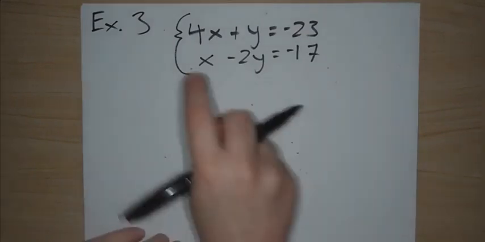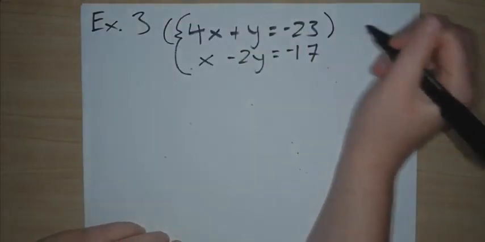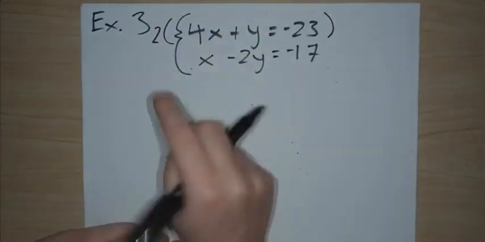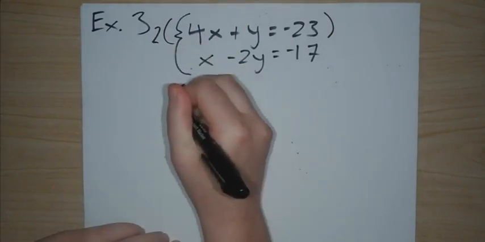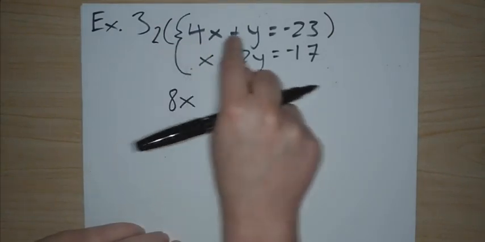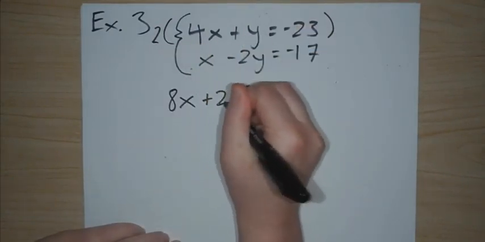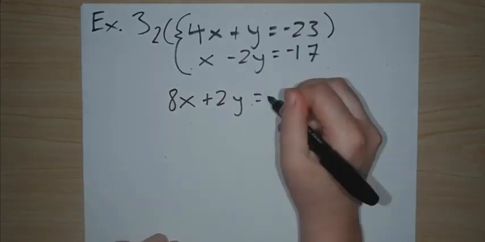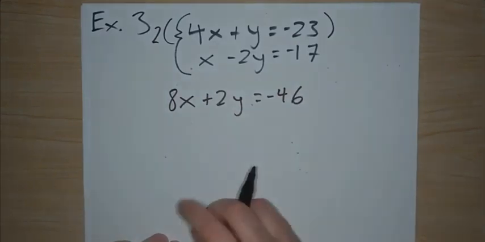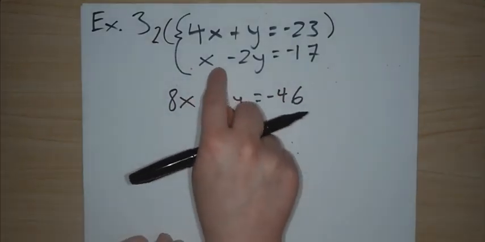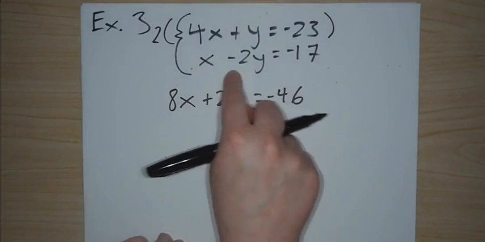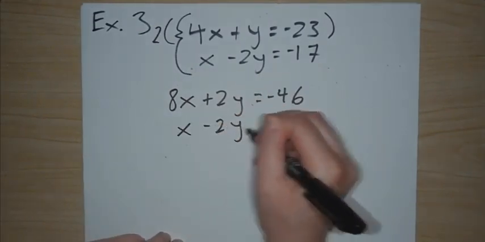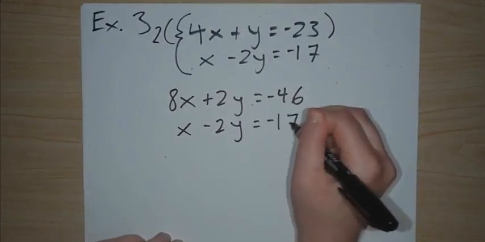So I'm going to multiply this first equation by 2 on both sides. So writing it down here, 2 times 4x is 8x. 2 times y is plus 2y. And then 2 times negative 23 is negative 46. And I'm going to tag on this bottom equation. So you have x minus 2y equals negative 17.